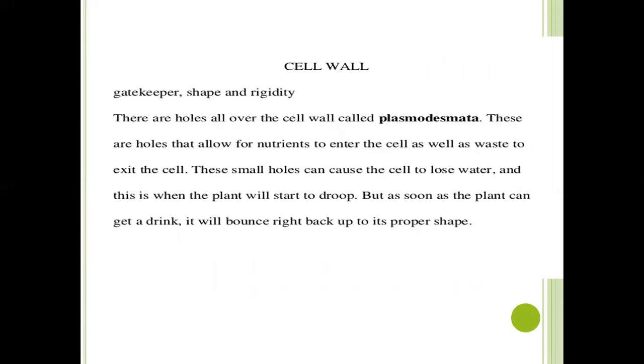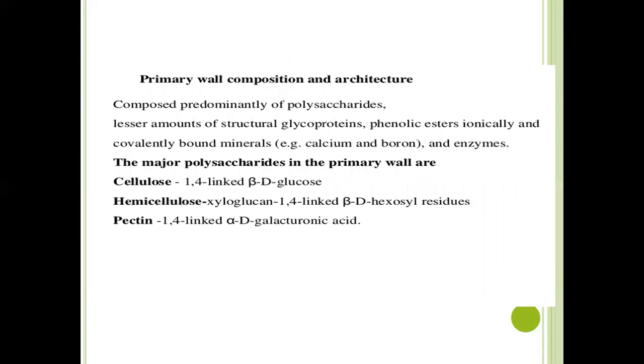The cell wall is a gatekeeper, which gives the cell shape and rigidity. There are holes all over the cell wall called plasmodesmata. These are holes that allow nutrients to enter the cell as well as waste to exit the cell. These small holes can cause the cell to lose water, and this is when the plant will start to droop. But as soon as the plant can get a drink, it will bounce right back up to its proper shape.